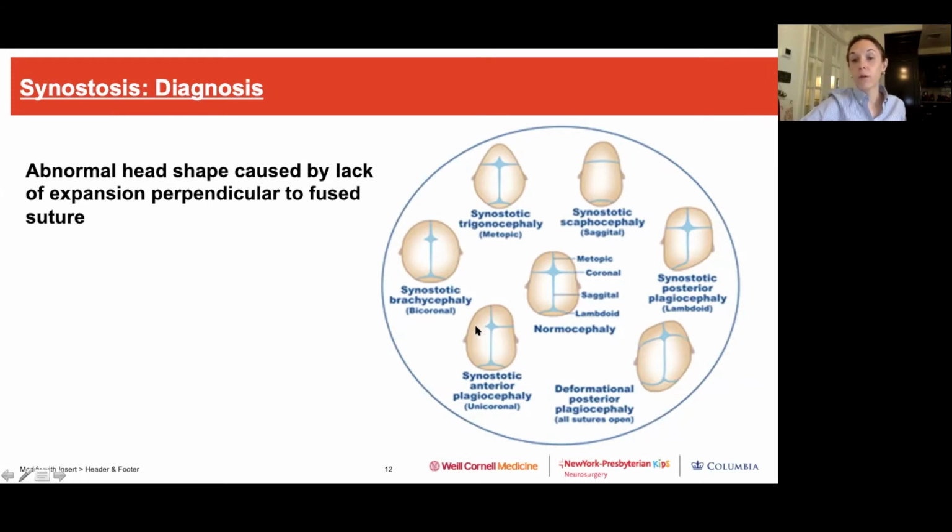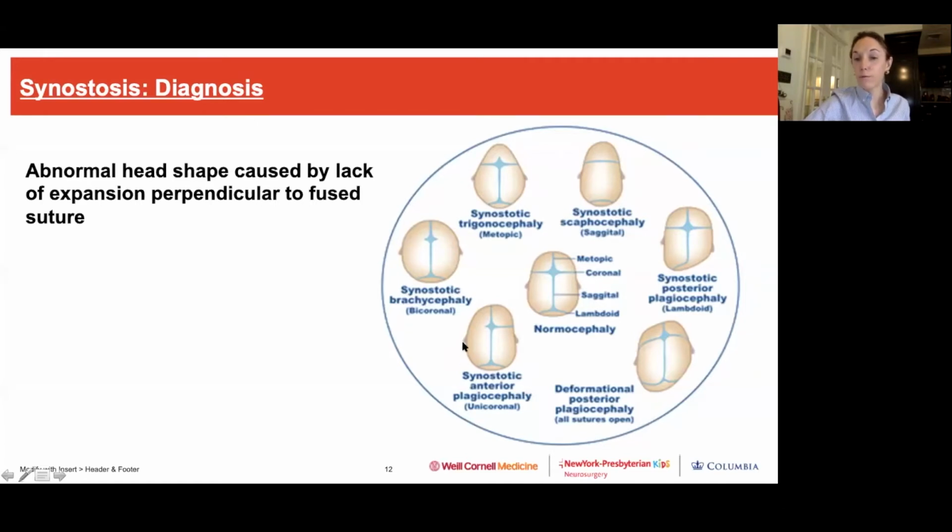Unicoronal is one of the most difficult to diagnose and distinguish from plagiocephaly. So here's plagiocephaly, and here's coronal synostosis. In this image, you're missing the left coronal suture. So the skull is stuck around this fulcrum, meaning it can't grow perpendicularly. So your forehead is flat, and here's the difference. The back of the head is also flat on that side.